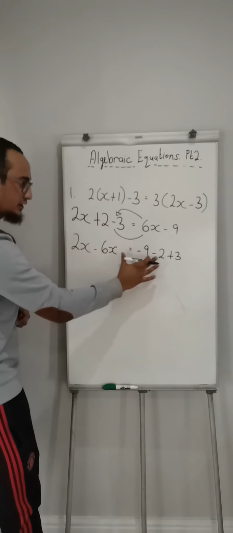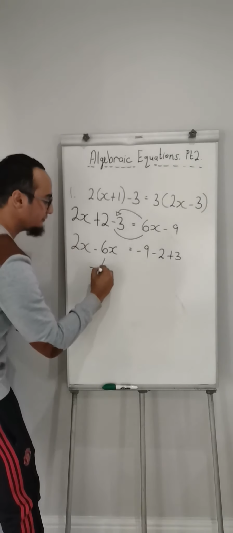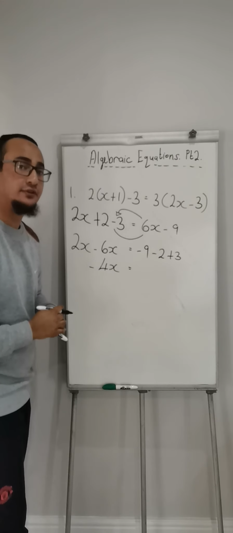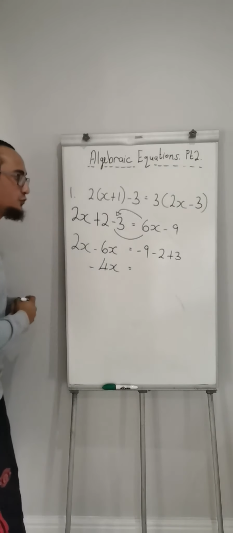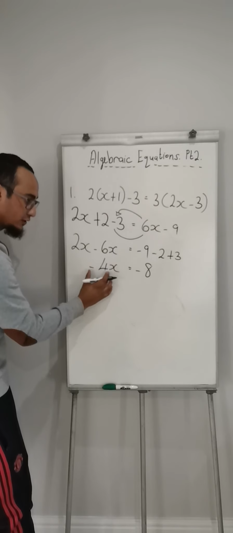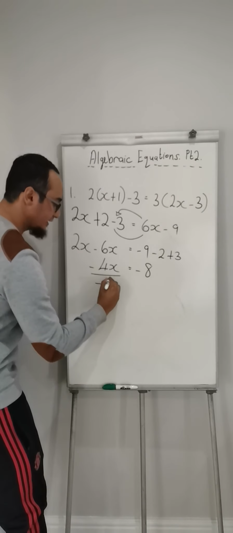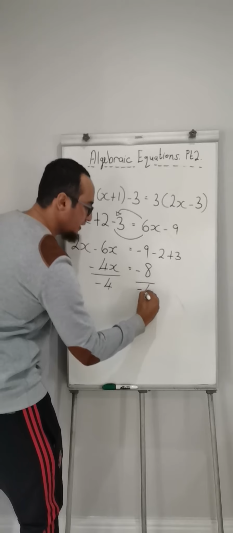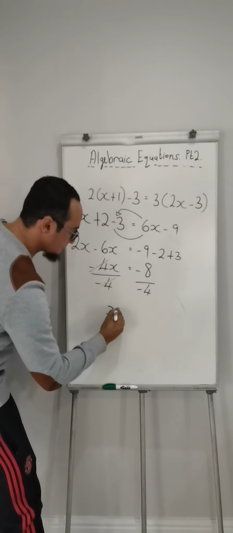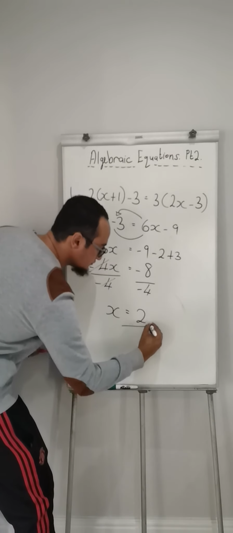Okay, now I have like terms, and then I solve for x. So 2x minus 6x is negative 4x. And negative 9 minus 2 is negative 11. Negative 11 plus 3 would be equal to negative 8. Now, remember, I need to get rid of this negative 4 because I need x to be solved. So, I divide by negative 4. What I do on my left hand side, I do on my right hand side. So, these two cancel each other out and they make basically 1x, which is x. And then negative 8 divided by negative 4 is equal to positive 2 over there.